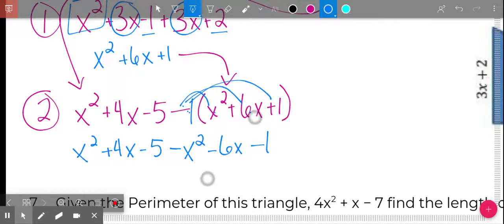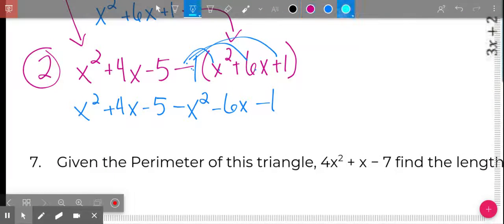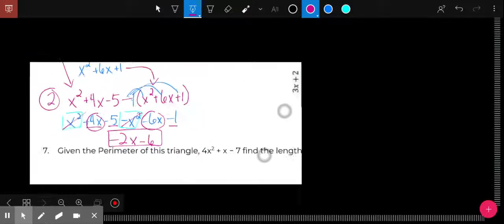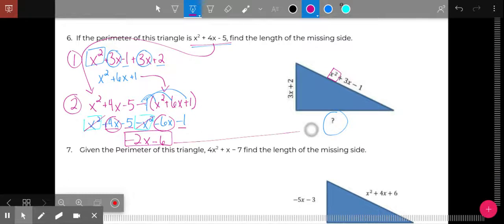Okay, so from here, we just can combine like terms. So I have an x squared minus an x squared. Guys, if I have an x squared and I take it away, I have nothing left. They cancel out, so those are going to be gone. 4x minus 6x gives me negative 2x. And then negative 1 minus 1 gives me negative 6. So that's going to be my final answer. So that's the length of the missing side.